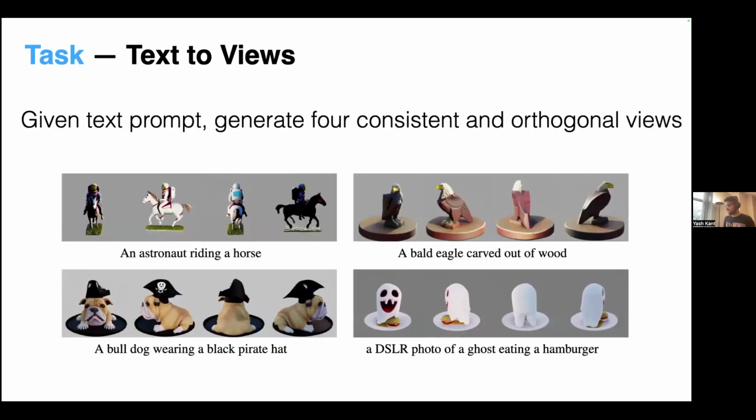The task here is slightly different. Given a text prompt, we want to generate 4 consistent and orthogonal views. So basically, I don't want to take a first image and generate a second view from it, but I just want 4 views of the same object given some text. And here are some samples of that. An astronaut riding a horse, and here are the 4 views that we want to generate when given such a text prompt.